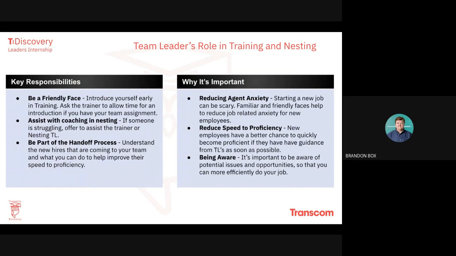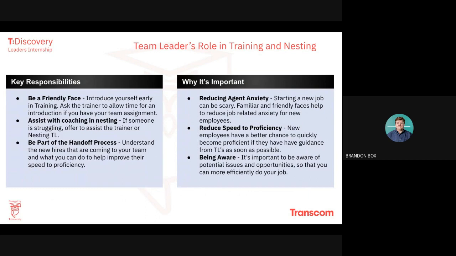And then last but not least is be part of the handoff process. So understand the new hires that are coming to your team, because if you understand what they're struggling with, you can begin to action more quickly, and that improves their speed to proficiency, which is essentially reducing the amount of time it takes for them to hit the targets in production.